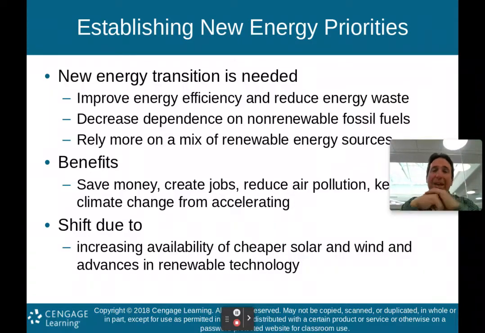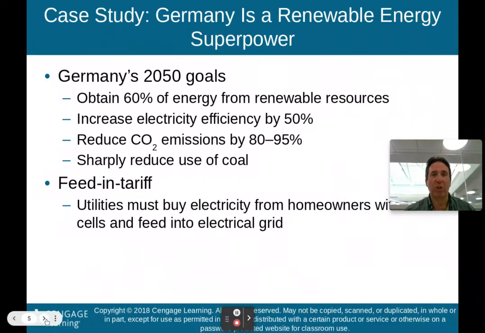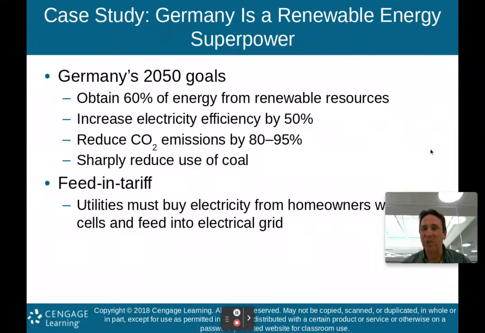Again, in the past, we had the availability, but it cost so much money. Well, now new technology is making it cheaper. And again, as solar and wind becomes cheaper to gather, right? That solar and wind energy to turn into electricity, to turn into energy that we can use, as that process becomes cheaper, the hope is that more people and more communities and more countries will shift to those renewable energy resources. So one of those countries is Germany.